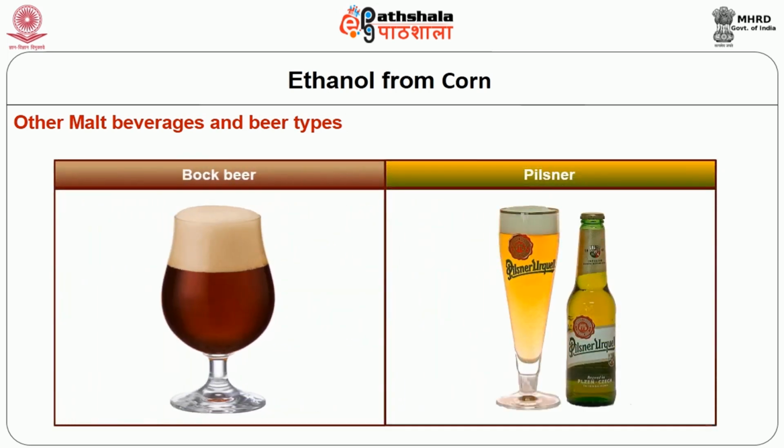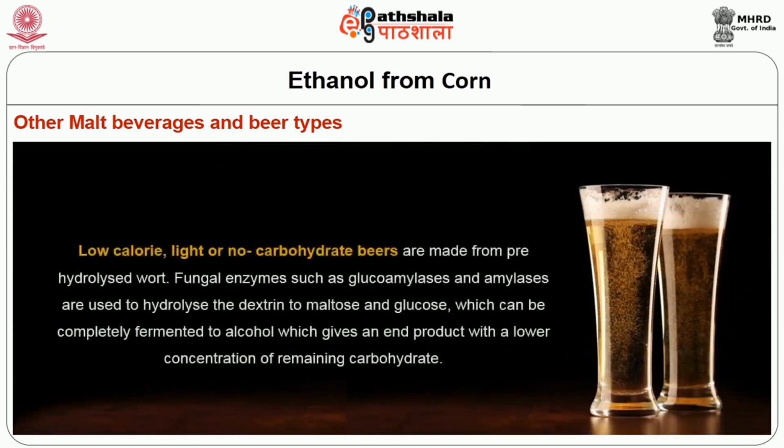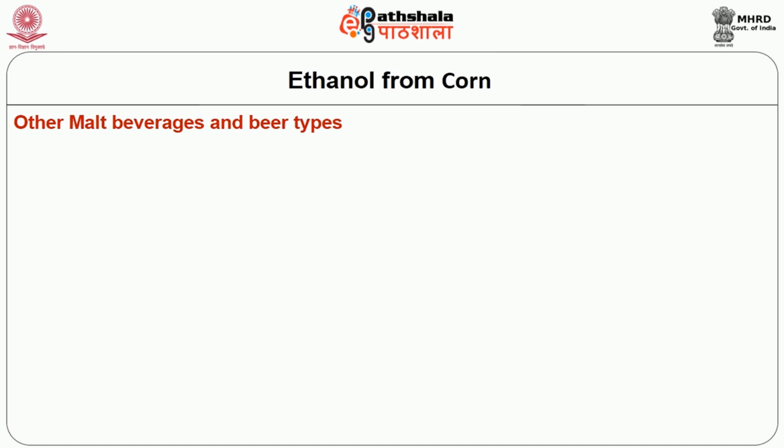Pilsner is a lager type beer which is light in color, containing little remaining fermentable carbohydrates. Low calorie, light or no carbohydrate beers are made from pre-hydrolyzed wort. Fungal enzymes such as glucoamylases and amylases are used to hydrolyze the dextrin to maltose and glucose, which can be completely fermented to alcohol, which gives an end product with a lower concentration of remaining carbohydrate.